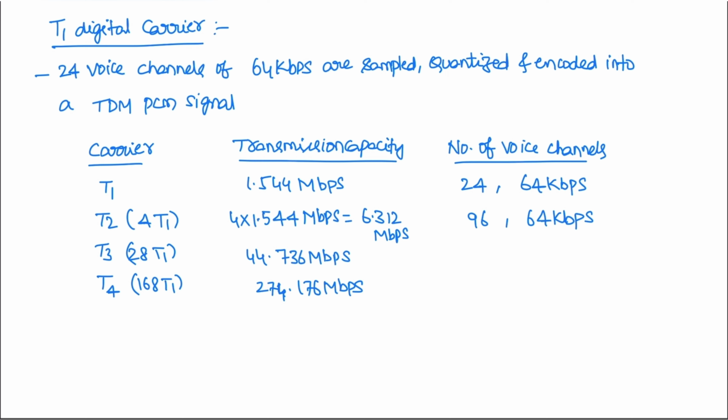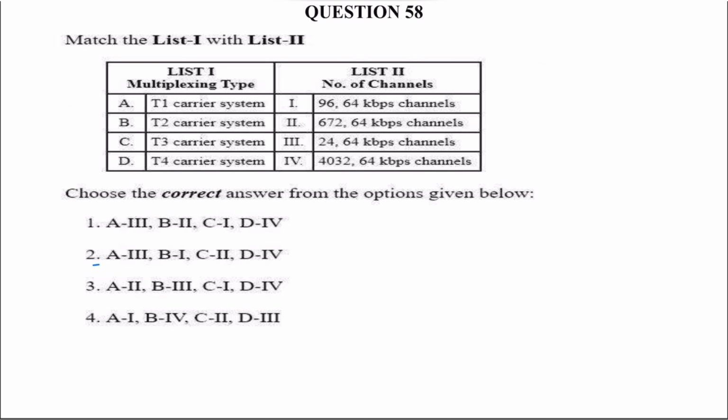So T3 carrier has 672 voice channels, and each voice channel has a capacity of 64 kbps. Similarly, T4 carrier has 4032 voice channels, and each voice channel has a capacity of 64 kbps. So this is related to the T1 digital carrier system. So as per this, the correct option is 2.